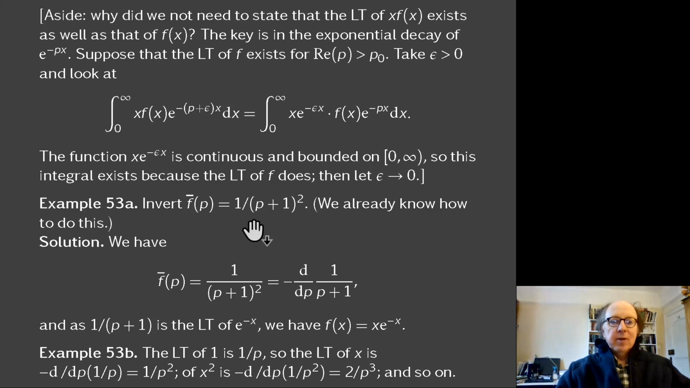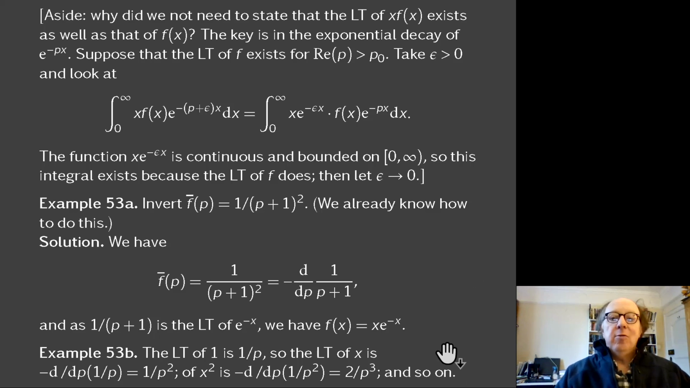Another example. Invert 1 over (p plus 1) squared. Well, of course, you know how to do this. We've already seen examples like this. We know that 1 over p squared is the transform of x, so this is going to be x times e to the minus x because of the plus 1 here. But here's another way of doing it. 1 over (p plus 1) squared is minus d by dp of 1 over (p plus 1). And we know that 1 over (p plus 1) is the transform of e to the minus x. So our function is x e to the minus x.